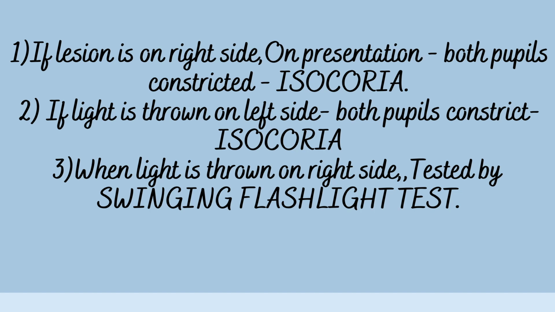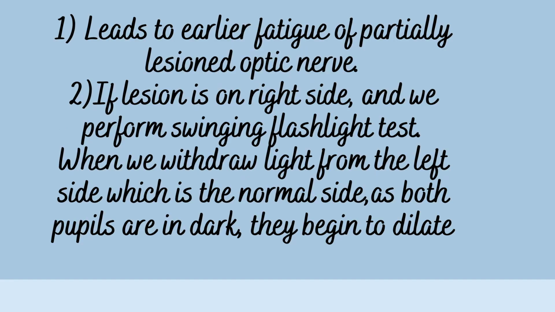Now the right side is the one which has the partial optic nerve lesion. If you repeatedly throw light in the swinging flashlight pattern, that means first you throw light on the left side, slowly move the pen torch towards the right side, slowly again towards the left side, then slowly again towards the right side. That is called the swinging flashlight pattern. When you throw light on the right side, it will easily get fatigued. Now let us suppose the pen torch is on the left side. The left side is the normal side.